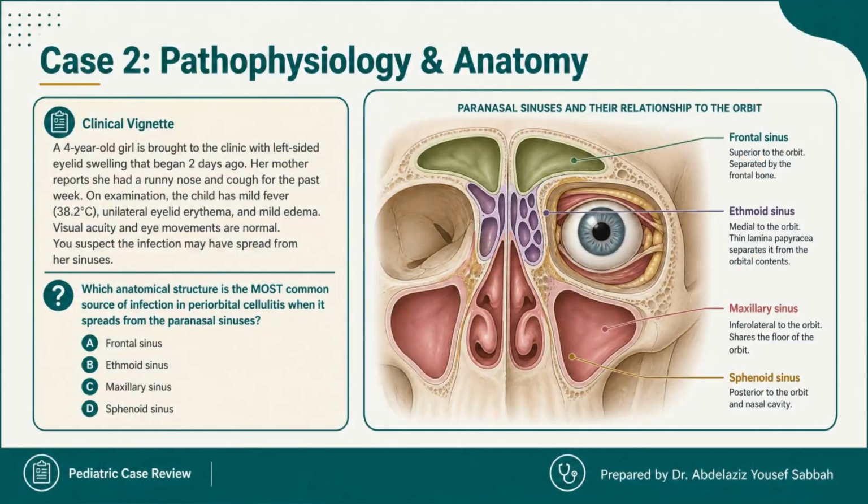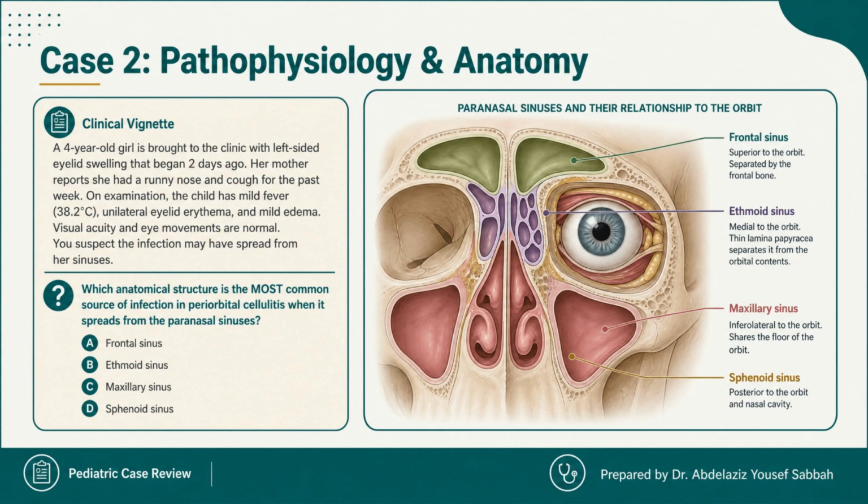Case 2. A 4-year-old girl is brought to the clinic with left-sided eyelid swelling that began 2 days ago. Her mother reports she had a runny nose and cough for the past week. On examination, the child has a mild fever of 38.2 degrees Celsius, unilateral eyelid erythema, and mild edema. Visual acuity and eye movements are normal. You suspect the infection may have spread from her sinuses.